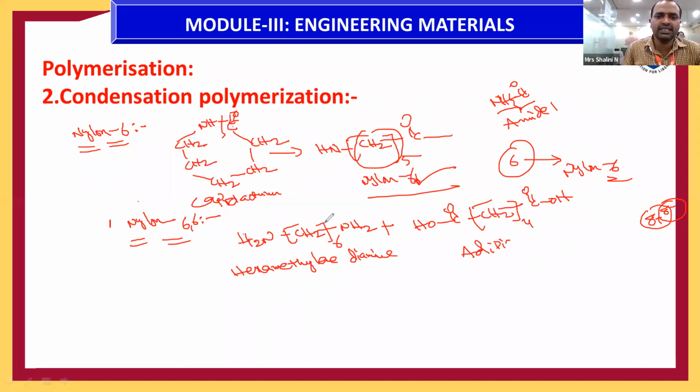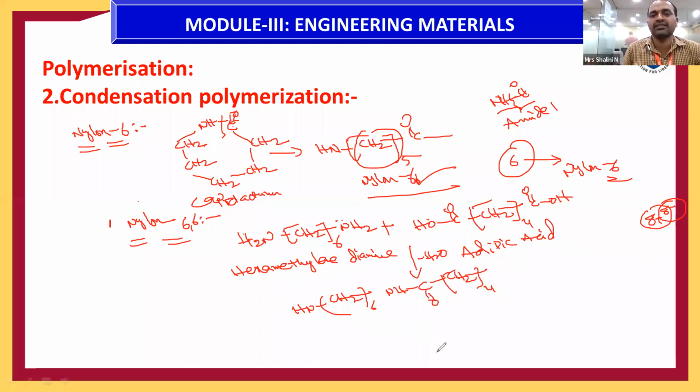So in this, what happened? The NH has a lone pair of electrons. When the reaction goes on, removal of a small molecule, H2O, takes place, and then we get nylon 6,6. The structure of nylon 6,6 is NH CH2 6 times NH C double bond O CH2 taken 4 times C double bond O, taken n times.